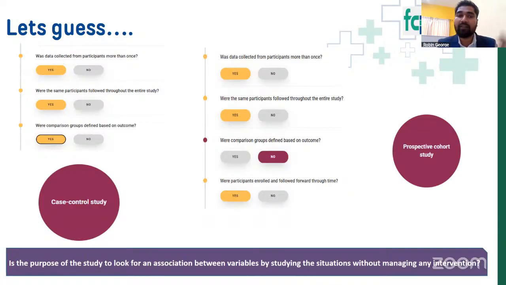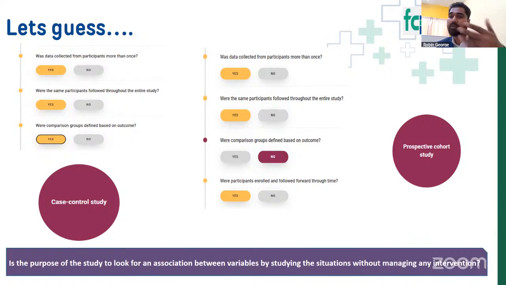Here again you ask yourself whether the data are collected from the participant more than once. Yes, there is follow-up. Then the same participants are followed throughout the study. Yes, in the case of Robin who got lung cancer, I can follow only Robin, I cannot follow any other person. Then the comparison group is based on outcome. Comparison group means my brother, outcome is lung cancer. So Robin got lung cancer, and I select a comparison group, that is Robin's brother, which means it is a case and a matching control. So it is a case control study.